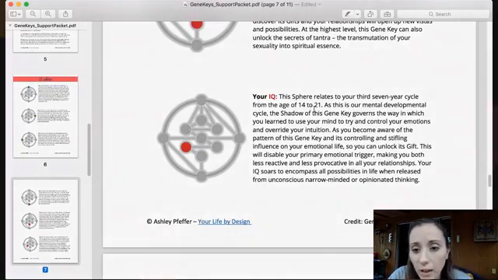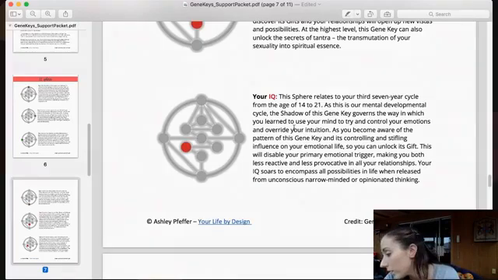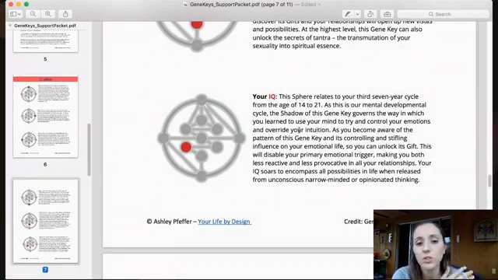And so this shadow governs the way in which you have learned to use your mind and try to control your emotions and override your intuition. So mine is Gene Key 18, which is about judgment. So judgment is what will override my emotions and will control my emotions and override my intuition. As you become aware of the pattern of this gene key and its controlling and stifling influence on your emotional life, you can unlock this gift.